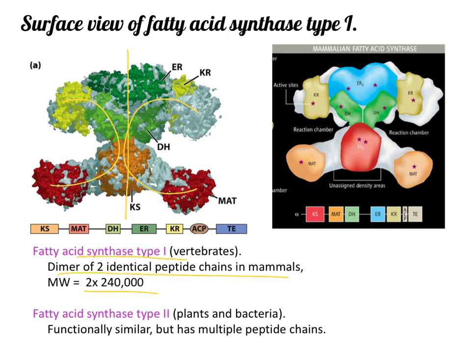It's humongous. Fatty acid synthase type 2, which is in plants and bacteria, has all the same domains, but they're all unlinked. They're not connected together. So you'd find the KS domain somewhere, and then the DH domain, and then ER, and then MAT domain. They would all be disconnected.